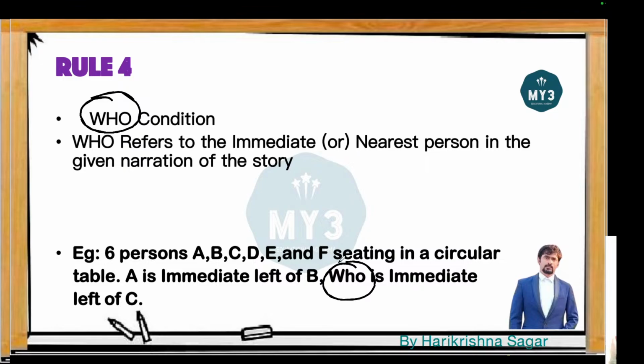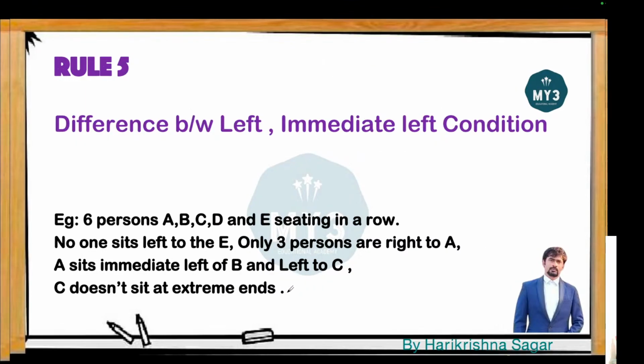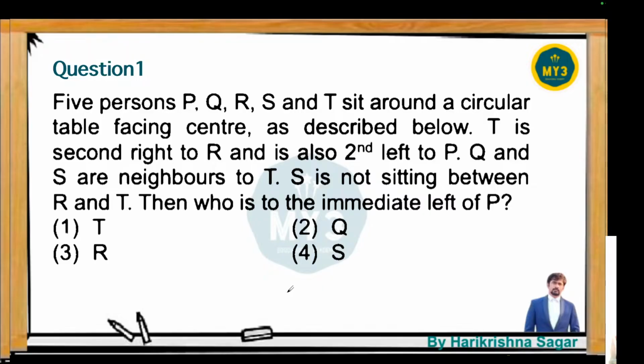And similarly, the condition of who. So who refers to the nearest person. You can observe: A is the immediate left of B, and who is immediate left of C. So who is immediate left of C means what? B is immediate left of C. That's the meaning of who. Whenever who comes, that refers to the nearest person. So we'll take one simple example and I'll explain how to solve the question, or you can just solve it yourself. Use those rules to make the answers.